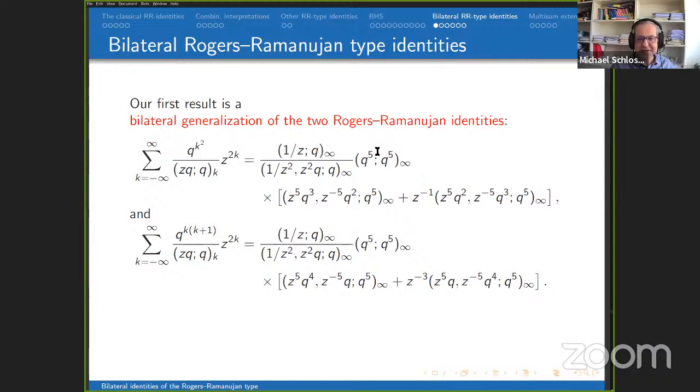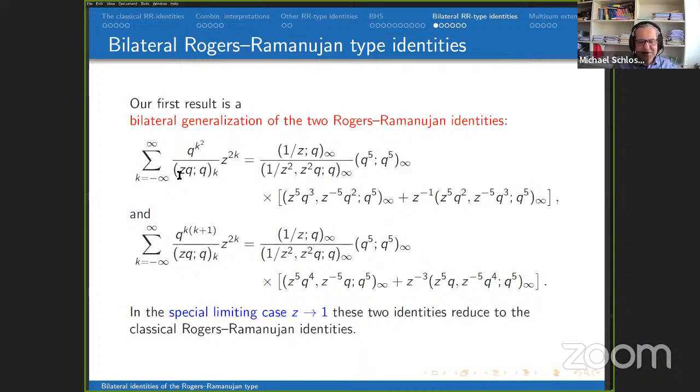Also, you have the base q to the 5 visibly here on the right-hand side. So this is similar. You already see q to the 3, q squared, q squared, q cubed. It's kind of symmetric. Here you have q to the 4, q to the 1, 1 and 4. You see? And if we take z going to 1, these two terms combine. We have to cancel some of the first factors in this quotient here. But then it's easy to see that we cover the classical Rogers-Ramanujan identities.